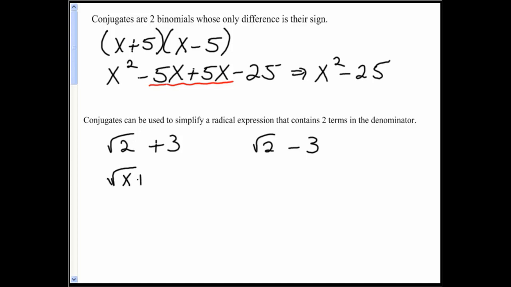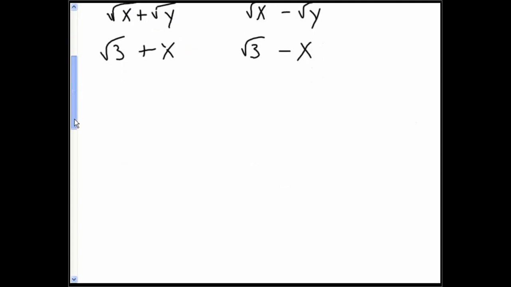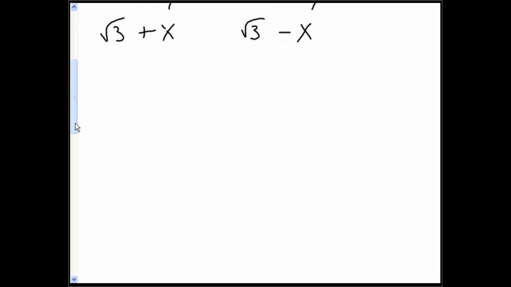Square root of x plus the square root of y, its conjugate would be square root of x minus square root of y. We could have square root of 3 plus x, square root of 3 minus x. These are all conjugates. So how can conjugates help us rationalize denominators?